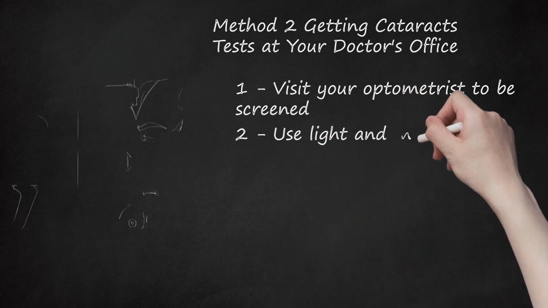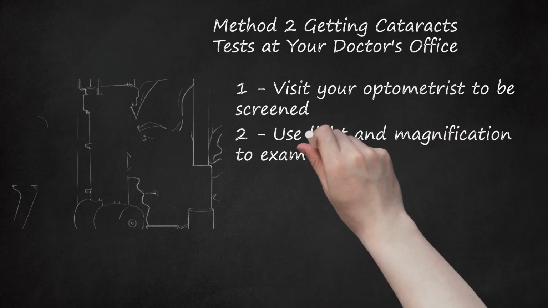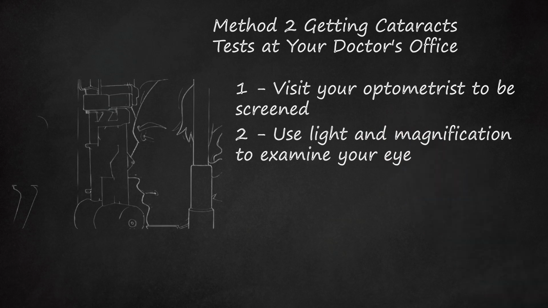2. Use light and magnification to examine your eye. The test is called the slit lamp examination. It lets your optometrist see the front of your eye under magnification to check for anything unusual. The slit refers to an intense line of light that your optometrist uses. Along with magnification, this helps your optometrist examine each section of the cornea, iris, and lens.